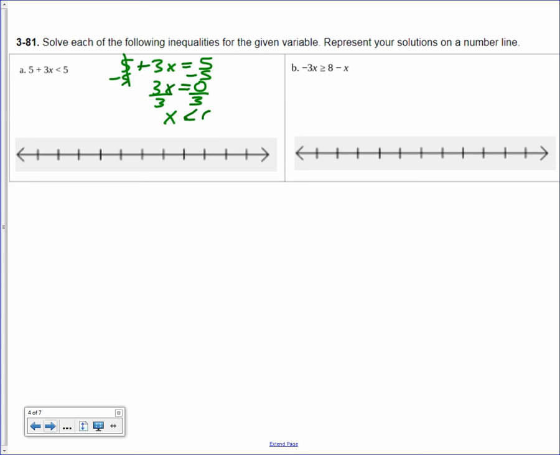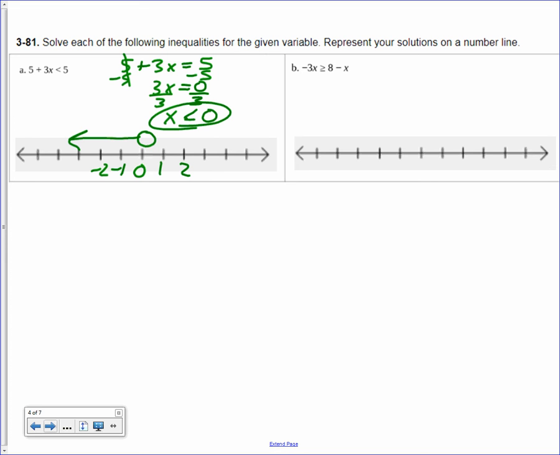But in this case, it's less than 0. Since I didn't divide by a negative, my sign stays the same. So if 0 was here, I would put an open circle at 0 and a line going to the left.